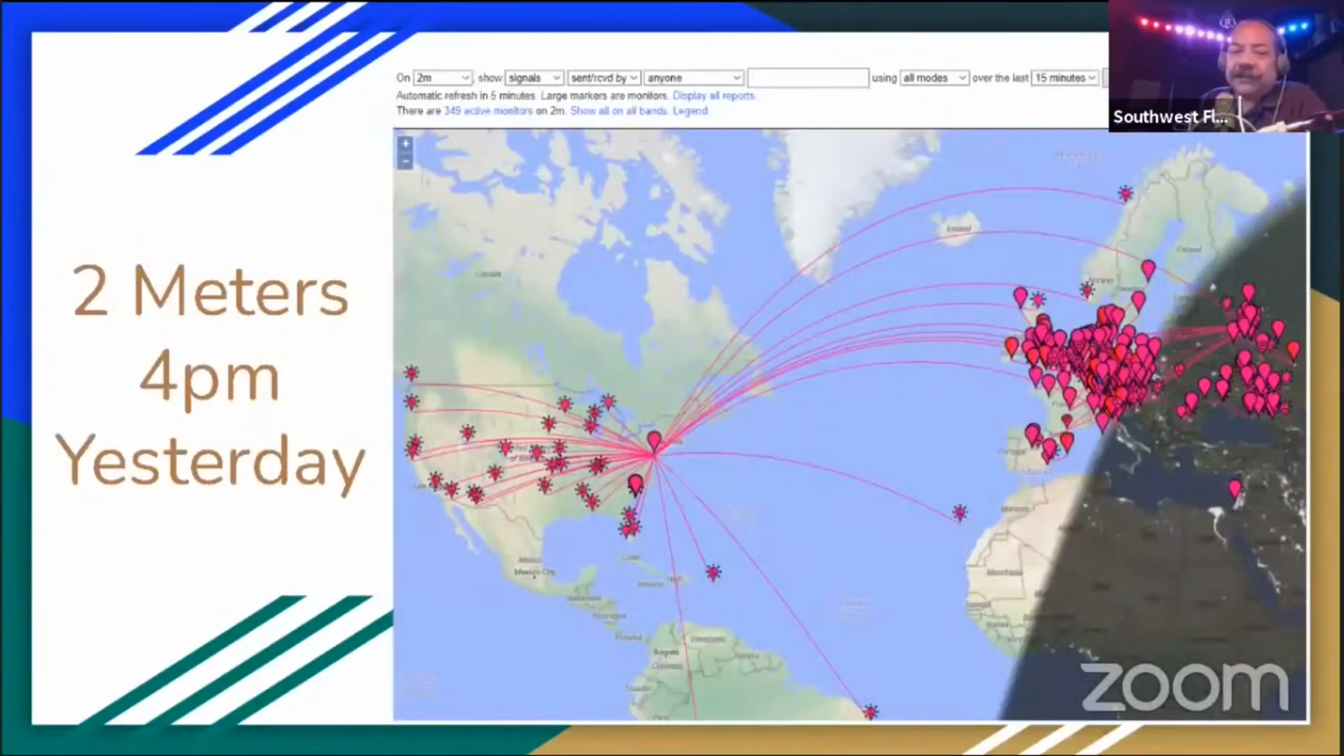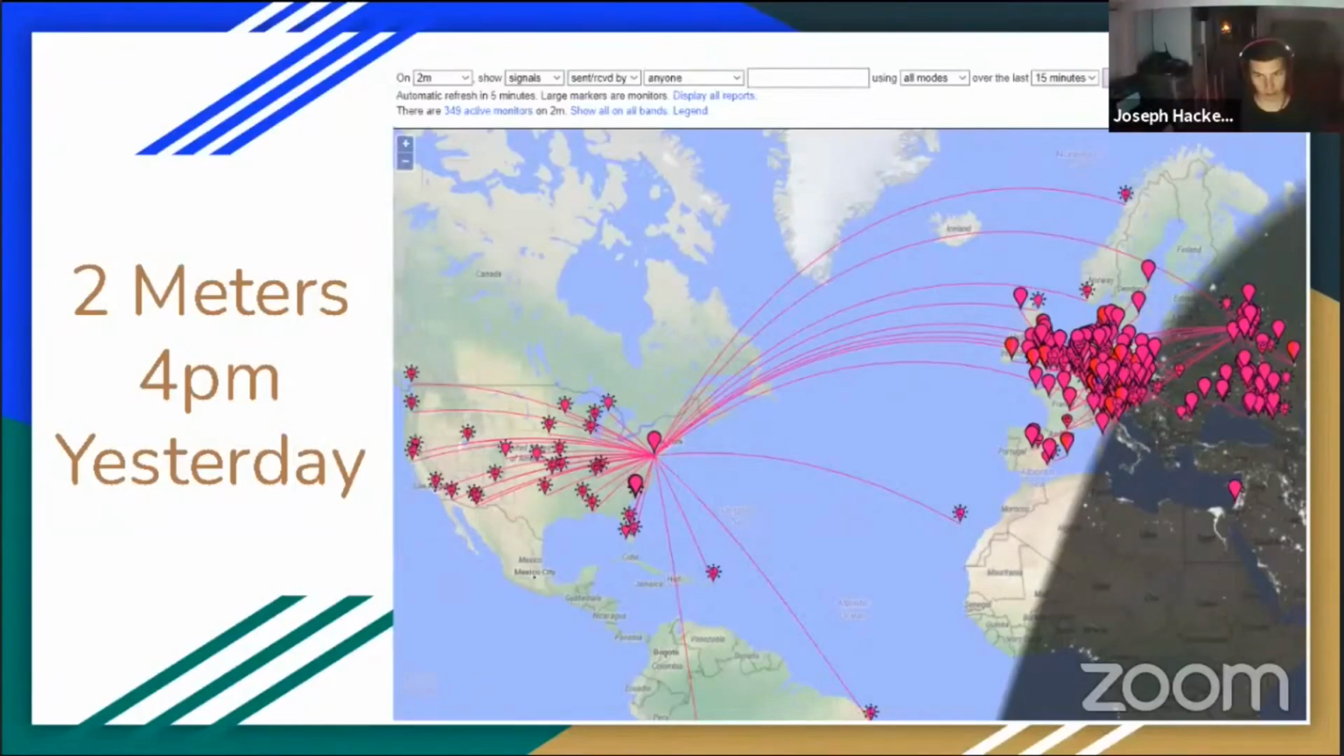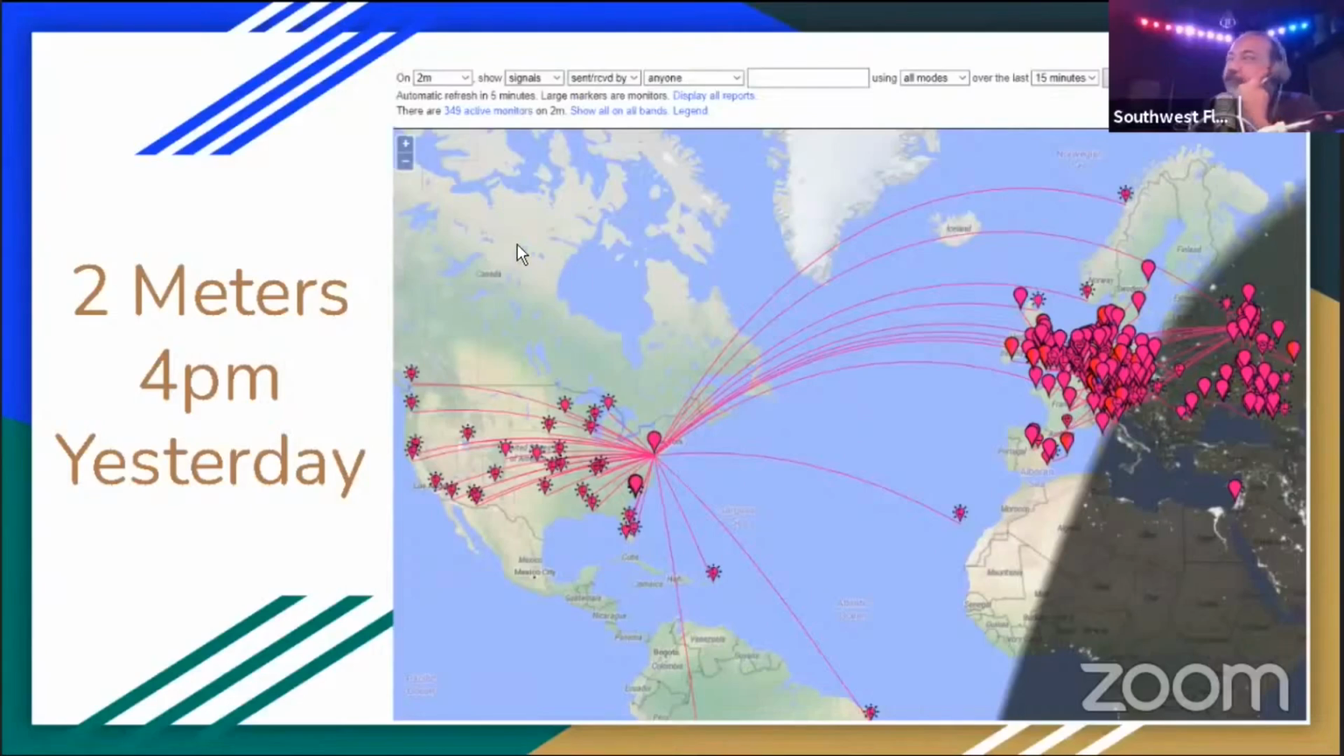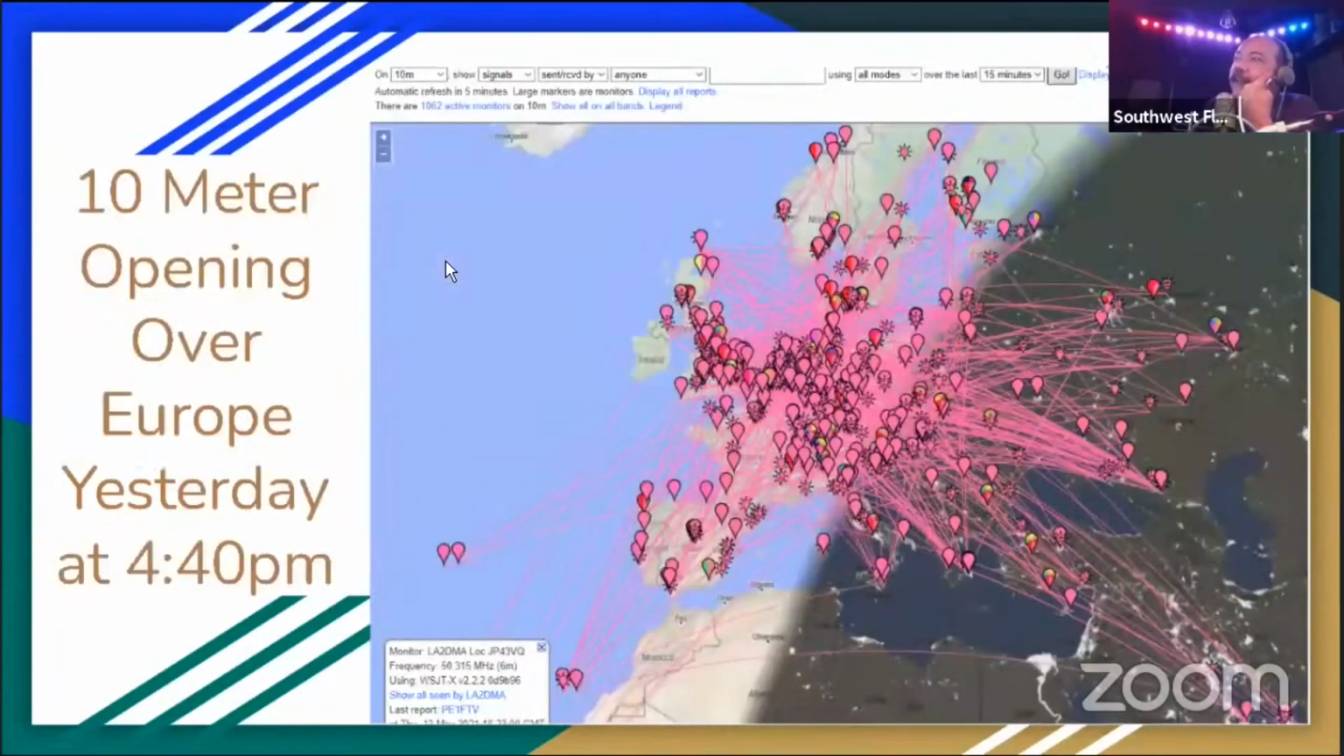I want to take you guys on a little tour from yesterday. I was at work and I'm sitting there and I'm like, I'm going to go to the PSK Reporter and see if that 6 meter opened up. Holy cow, 2 meter opened up. Look at that. I was like, holy crap. That's 2 meters yesterday, 4 p.m. in the afternoon. Then 10 meters opened up over Europe yesterday at 4:40 in the afternoon.